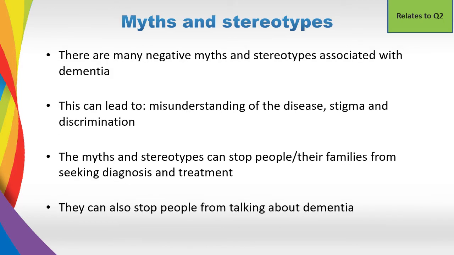Some more myths and stereotypes here. There are plenty associated with dementia. So because there are lots of myths, there's a misunderstanding of the disease, there's quite often a stigma, and of course discrimination. These myths and stereotypes may stop people or their families from seeking diagnosis and treatment, and they may stop people from accessing the help and support and talking about dementia.